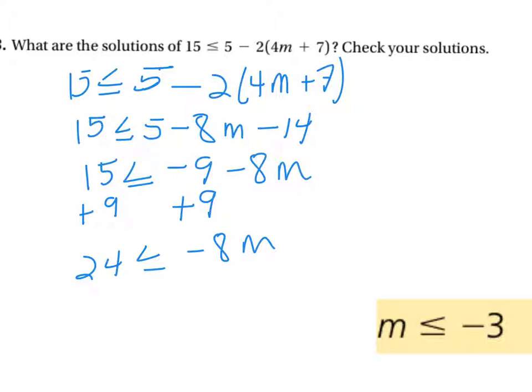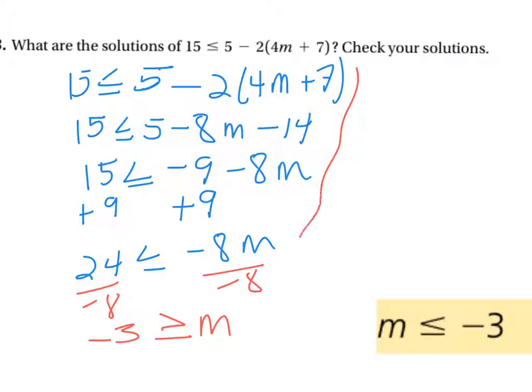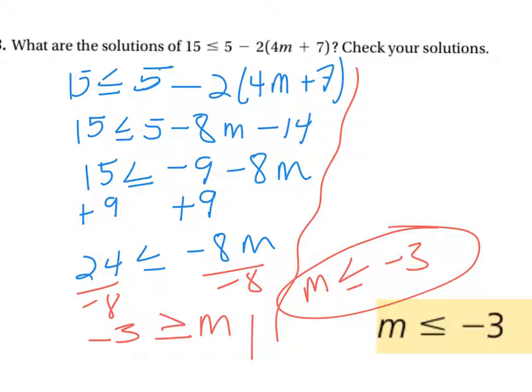Now I'm going to divide that negative 8 off, right? Negative 8. When I do that, flip the inequality sign this way. So I end up with negative 3 is greater than or equal to m. Now, we do know that's tough to graph, right, for when we did the graphing stuff. So I like to use my mirror trick and flip the entire thing. So I get m less than or equal to negative 3. And there you go. Stop and ask questions if you need them, folks.